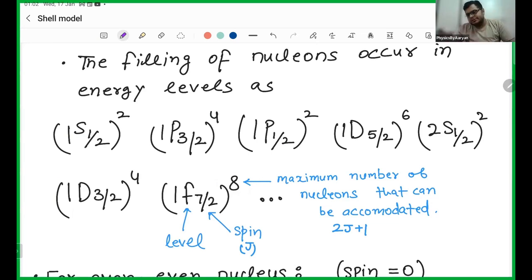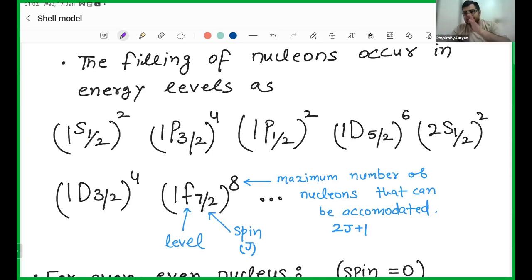So you have to remember this energy order. There is no other way. You have to remember that first we will have s 1/2, then we will have p 3/2, then p 1/2, then d 5/2, then s 1/2, then d 3/2, and then f 7/2. You won't need more than this. The list keeps on going, but you won't need more than this, and you should remember this because the direct question will be asked in the exam.